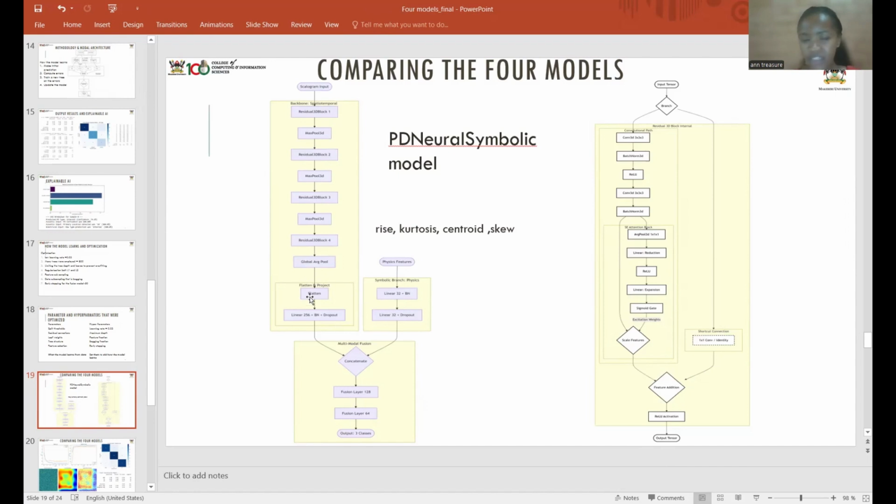reach the flattening layer, whereby this tensor is flattened into a list, and then it's taken through the linear layer and batch normalization, whereby this normalization makes sure that they're in the same range, you don't have really high or low features. And then for the physics branch or the symbolic branch, you find the 4 features of the rise, kurtosis, centroid, and skew are being fed into the model by the third arm, the symbolic arm, and then they're fed into the multimodal fusion arm, and then the output is 3 classes.